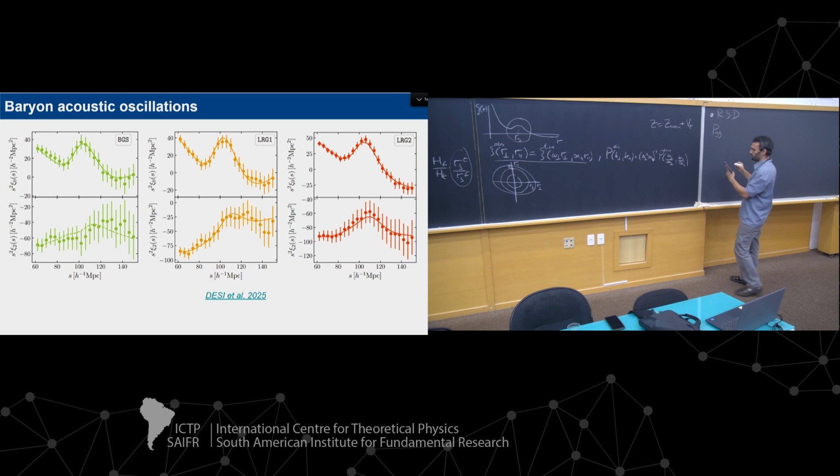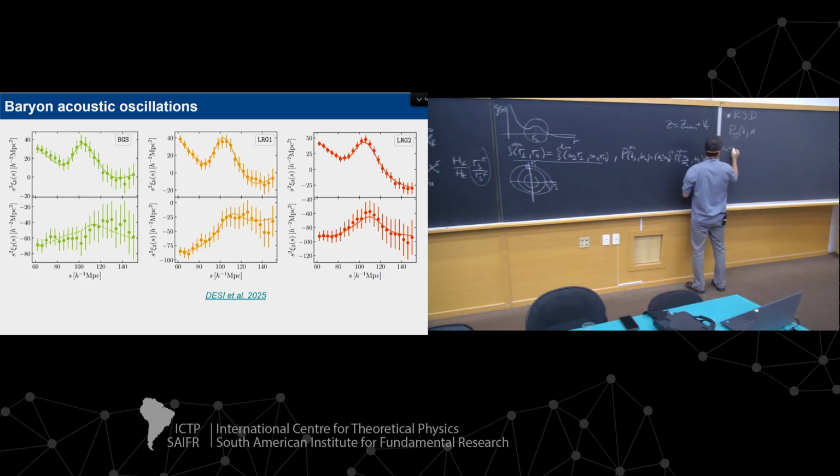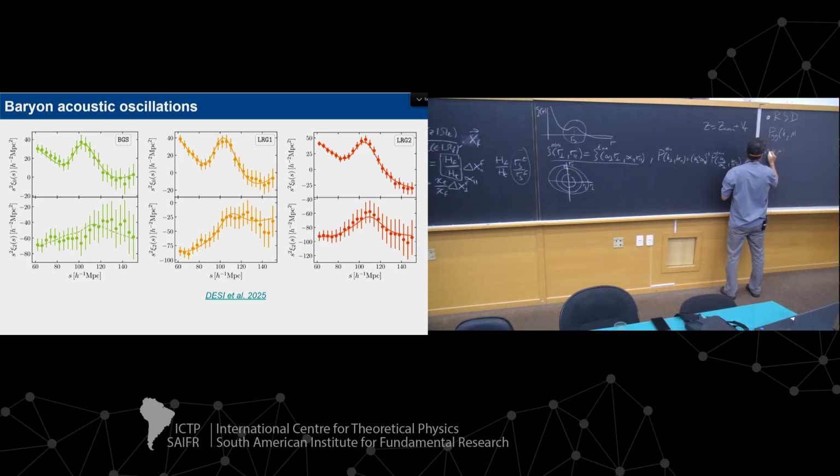So the power spectrum, if we write it in terms of the modulus of k and mu, so mu is basically the angle with respect to the line of sight, so k parallel is k times mu. That's the definition of mu.